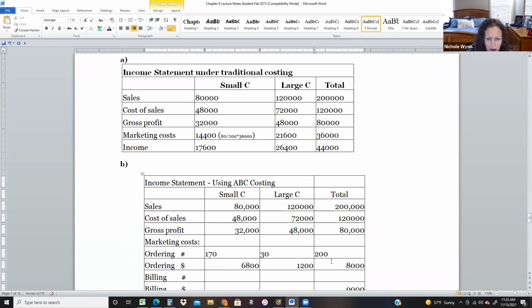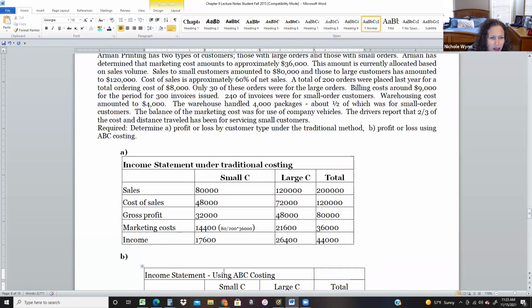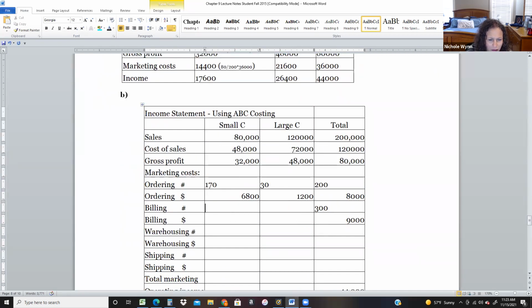And 300 invoices were issued. 300 issued. So the number of billings, number of invoices, is 300. 240 were for small. So that means only 60 were for large. So I'm going to do the exact same thing. I'm going to do 240 of the 300 times 9,000 and 60 of the 300 times 9,000.